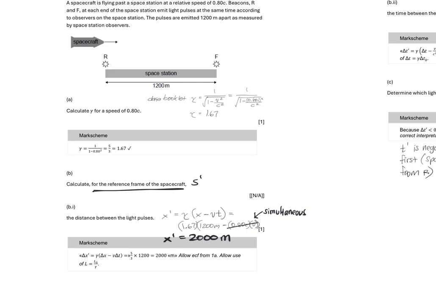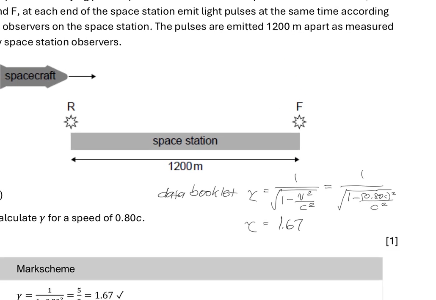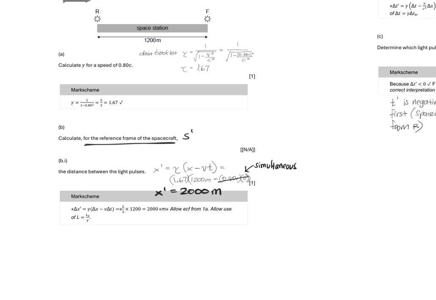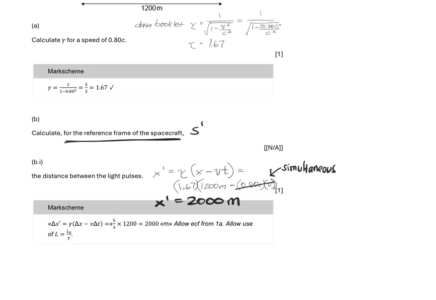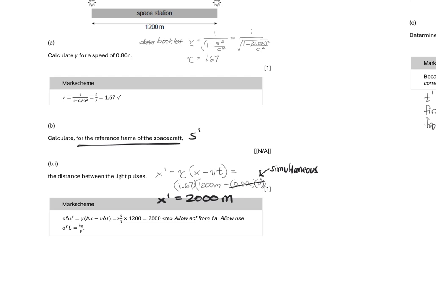x is 1,200 meters, that was given. That's the distance for the space station. And so vt would be 0.8c times 0. Since the pulses were simultaneous as viewed from the space station, the time between the pulses would be 0, so that vt factor is gone, and we just have 1.67 times 1,200 meters, giving us 2,000 meters.